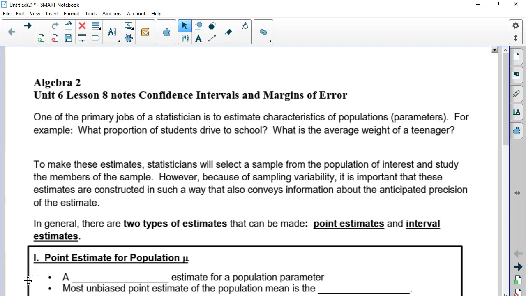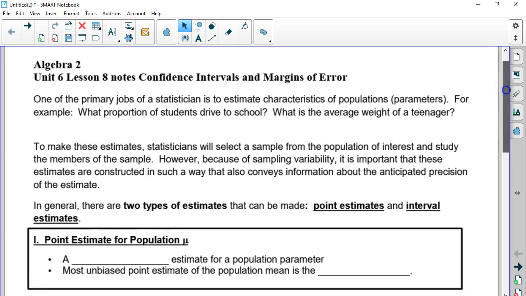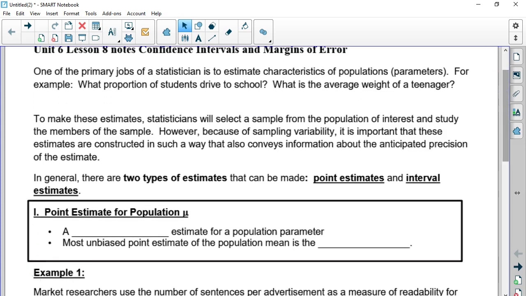Right. 6.8, confidence intervals and margins of error. So one of the primary jobs of a statistician is to estimate characteristics of populations, called parameters. For example, what proportion of students drive to school? What's the average weight of a teenager?